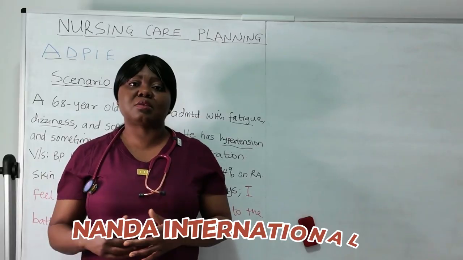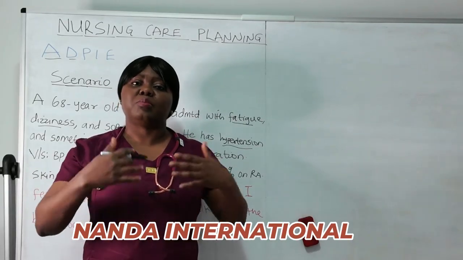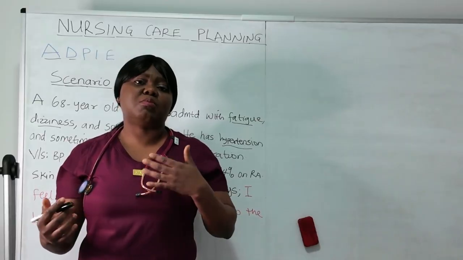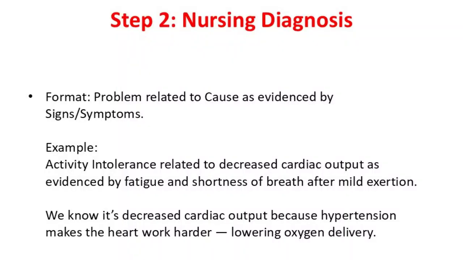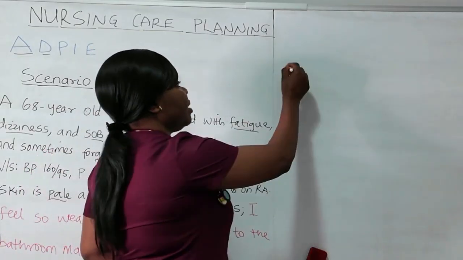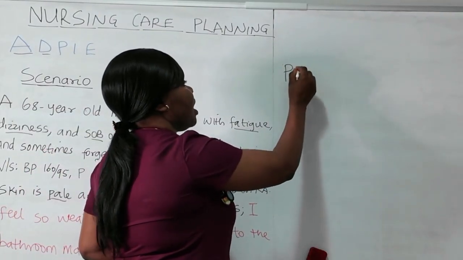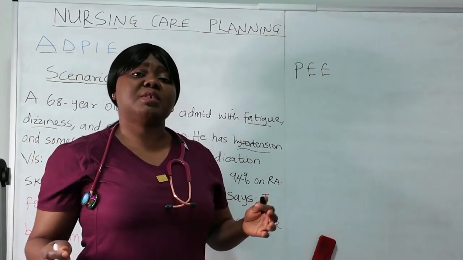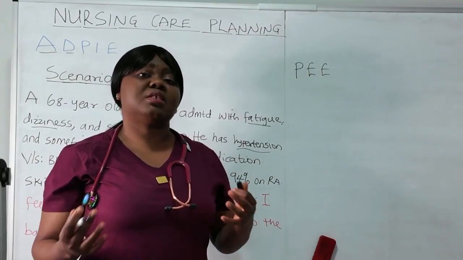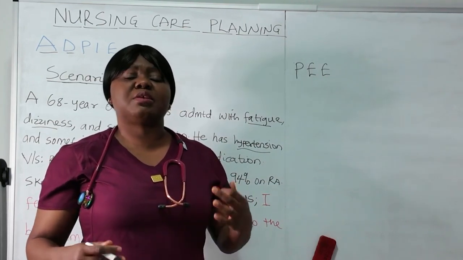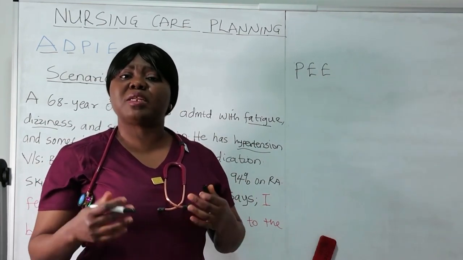If you look at the NANDA diagnosis list, you see the problem itself, you see the related factors. Now, most times you are the one that puts the evidence based on what you are seeing. Now, like I mentioned, most nursing diagnoses are three parts. We have the problem, which is P, we have the etiology or the cause, and we have the evidence. Now, for this patient that has hypertension, is not taking their medication, blood pressure is high, and also the patient reports feeling short of breath or mild exhaustion.